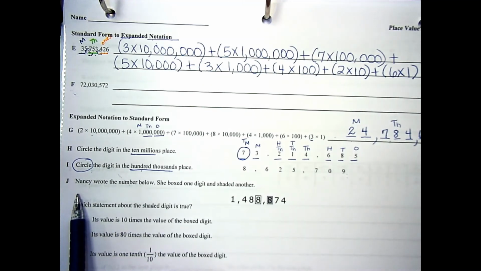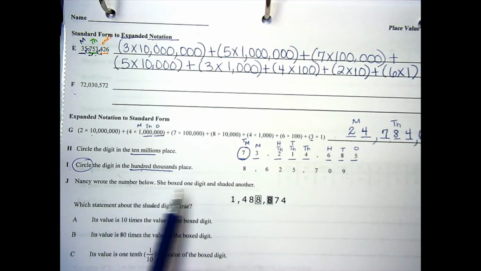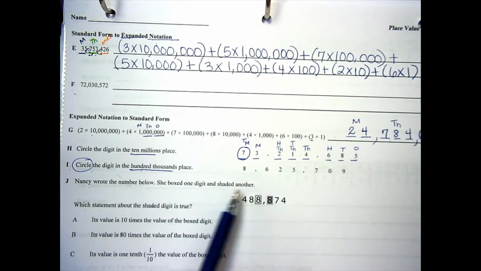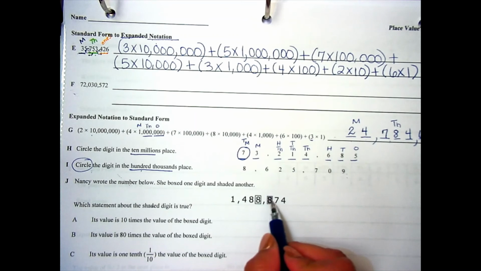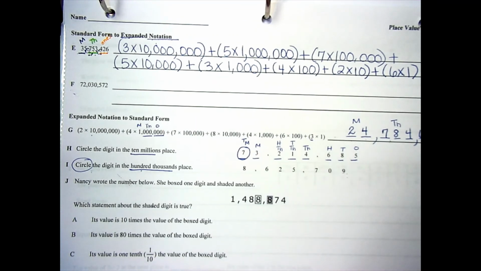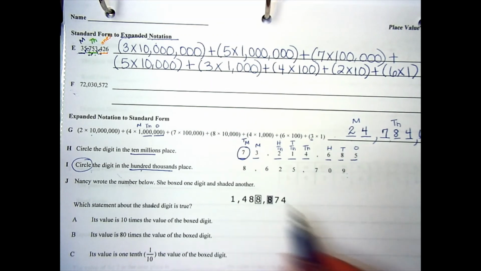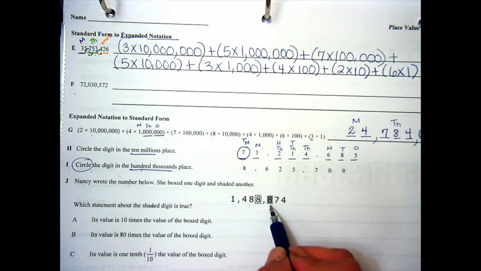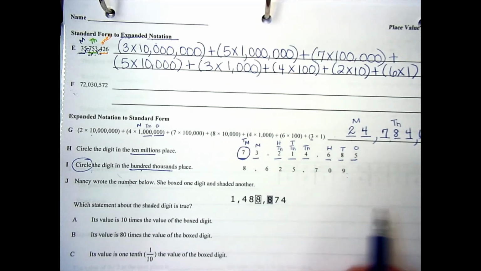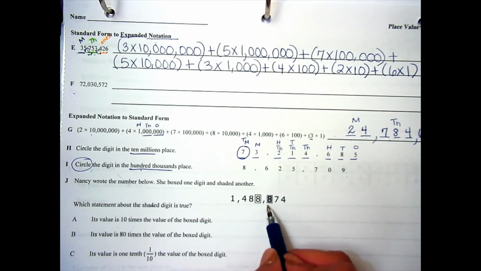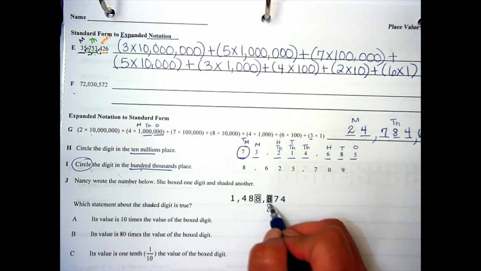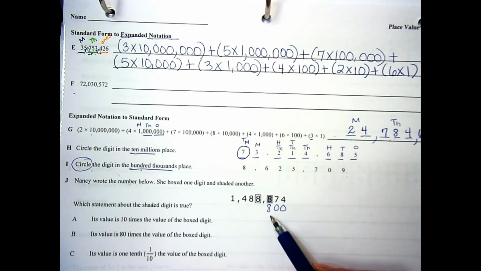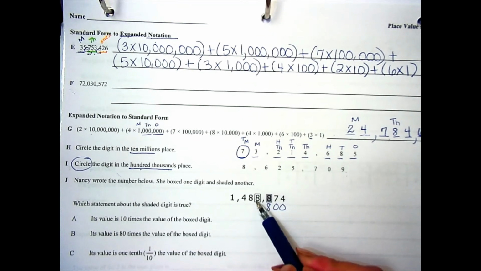Okay, letter J. Nancy wrote the number below. She boxed one digit and shaded another. So here she boxed in the 8 and she shaded the 8. Which statement about the shaded digit is true? Okay, so they want to know what's true about the 8. What is the value of this 8? So the value of the shaded 8 is 800, right? So they want to know what is true about 800 compared to this number.